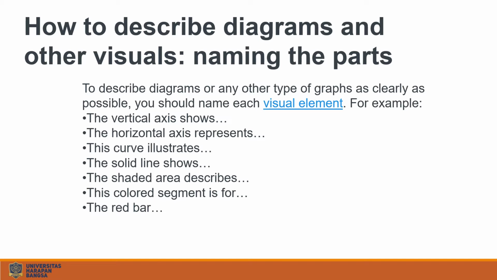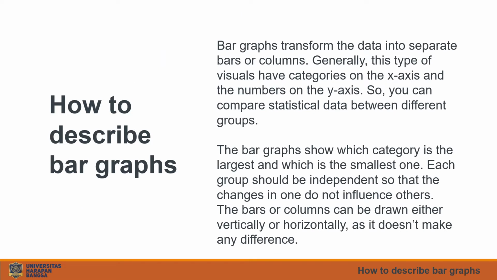visual element. For example, the vertical axis shows, the horizontal axis represents. This curve illustrates. The solid line shows. The shaded area describes. This colored segment is for. The red bar.